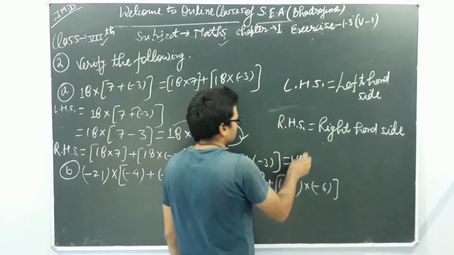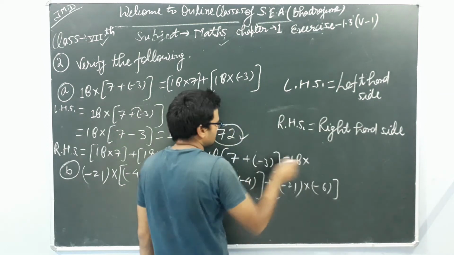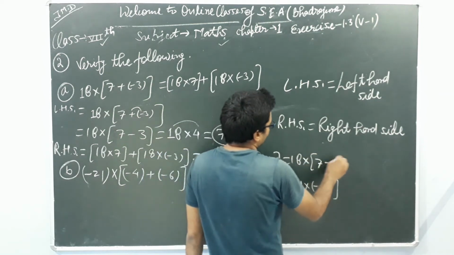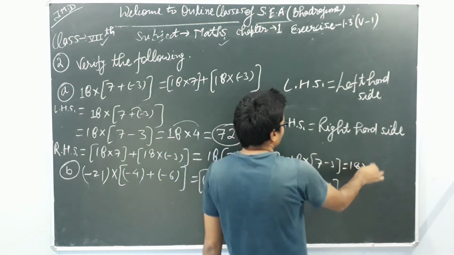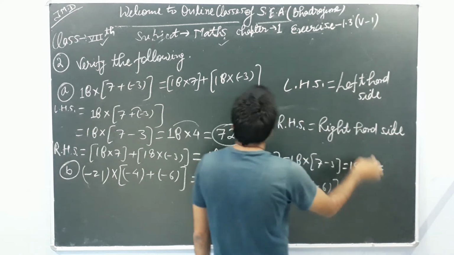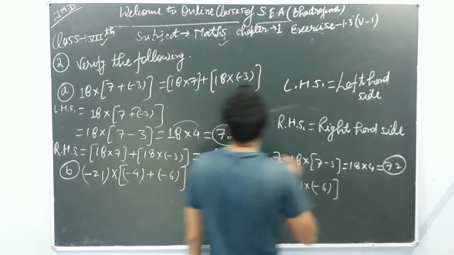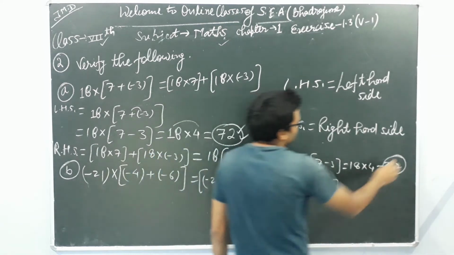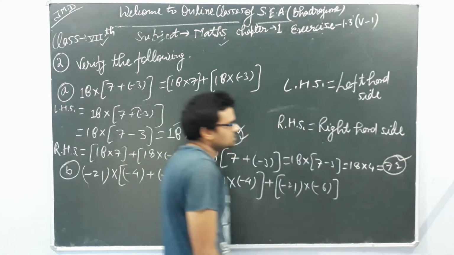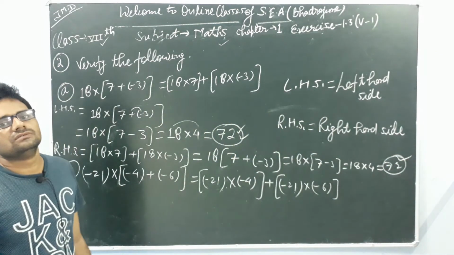So this is equals to 18 multiplied with 7 minus 3, which is 18 into 4, and 18 fours are again 72. Here we are seeing our LHS is exactly equal to our RHS, hence we can say our result is verified.